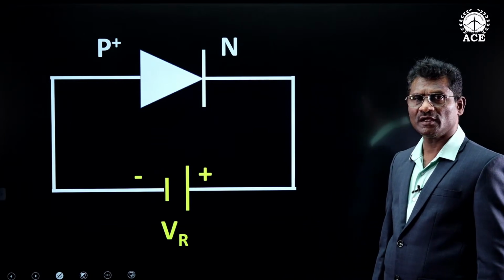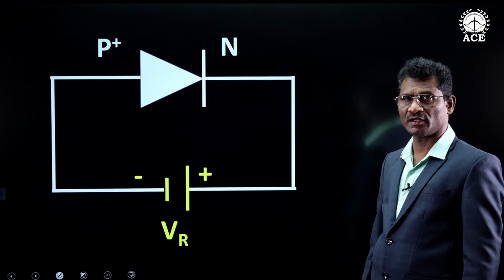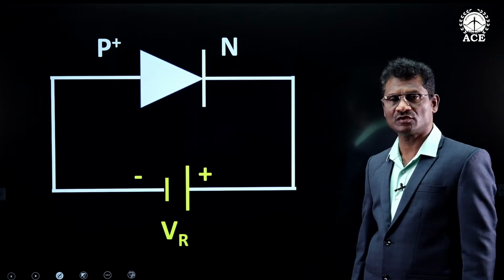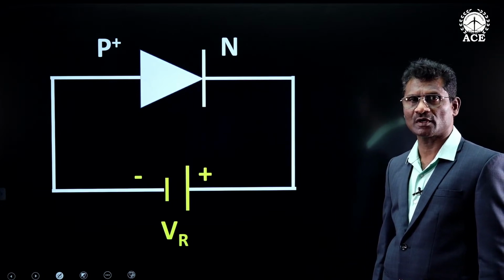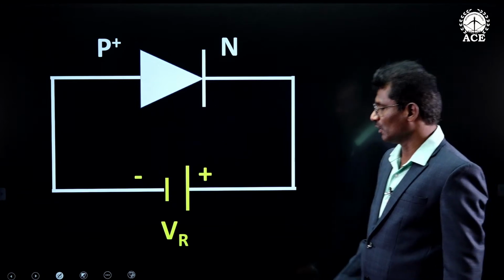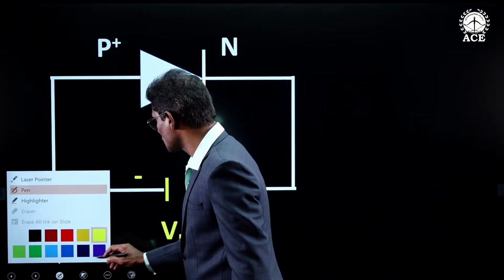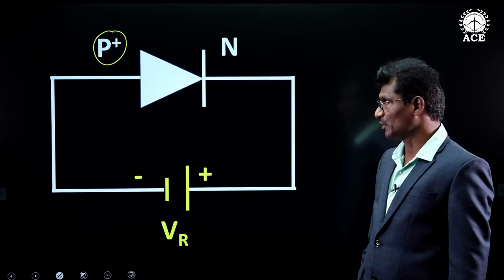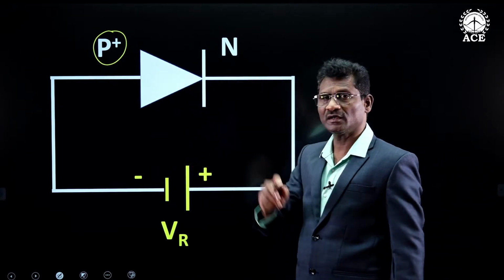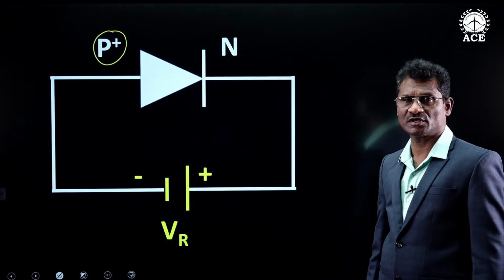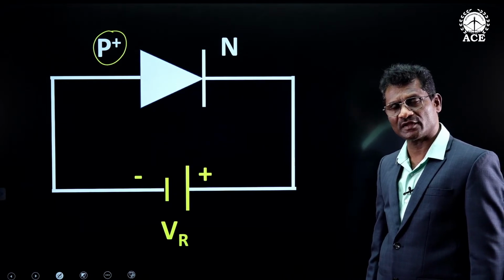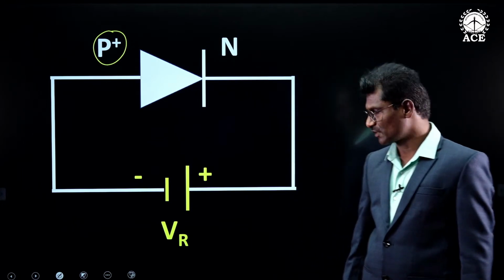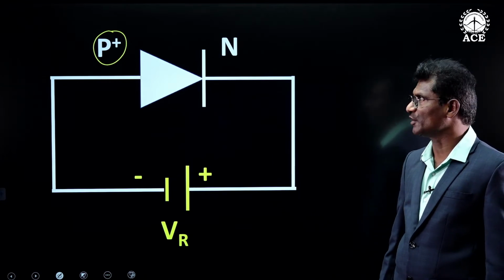I am considering a PN diode under reverse bias condition. A diode is stated to be reverse biased if the voltage given to N side is more positive when compared to P side. Now, if you can observe here, it is written as P plus. P plus means heavily doped. That is, P side is doped more than N side. That is, acceptor concentration is very much greater than donor concentration in this diode. Such type of diode is considered under reverse bias condition.